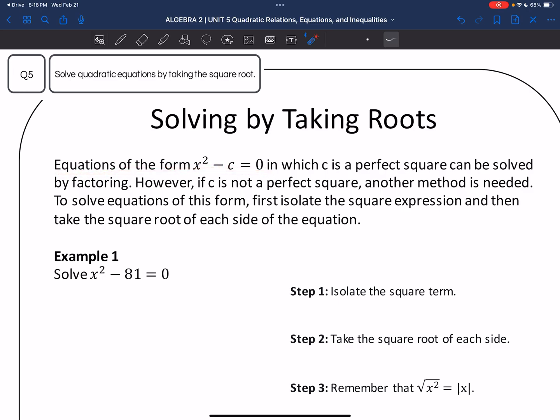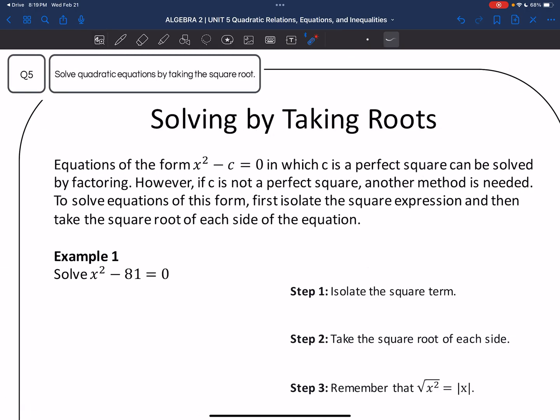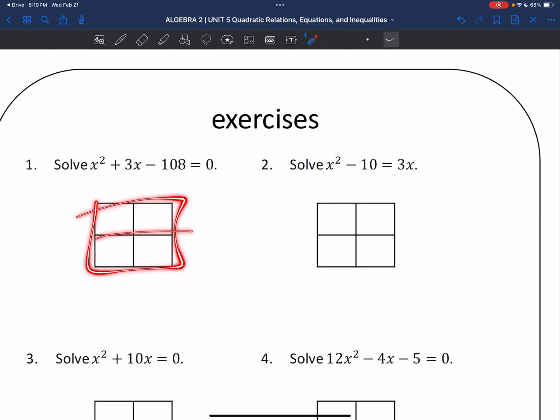Equations of the form x squared minus c equals 0, in which c is one of our perfect squares, like 1 or 4 or 9 or 16 or 25, all those perfect squares. If c is one of those perfect squares, then we can use factoring like we saw previously. However, if c is not a perfect square, then factoring is not going to be a method that we can use. We're going to need another method. We won't be able to complete our area model.